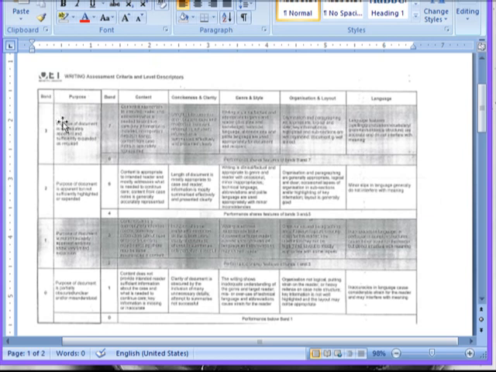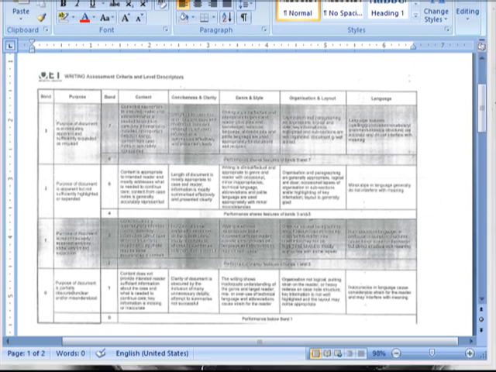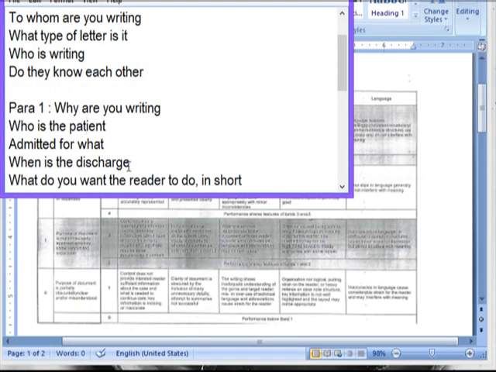Now to get your B, you need to get at least 2 in purpose, which is from your first paragraph, and at least 5 in all the other things. Okay, so you need to be careful here, and it depends on the other things.